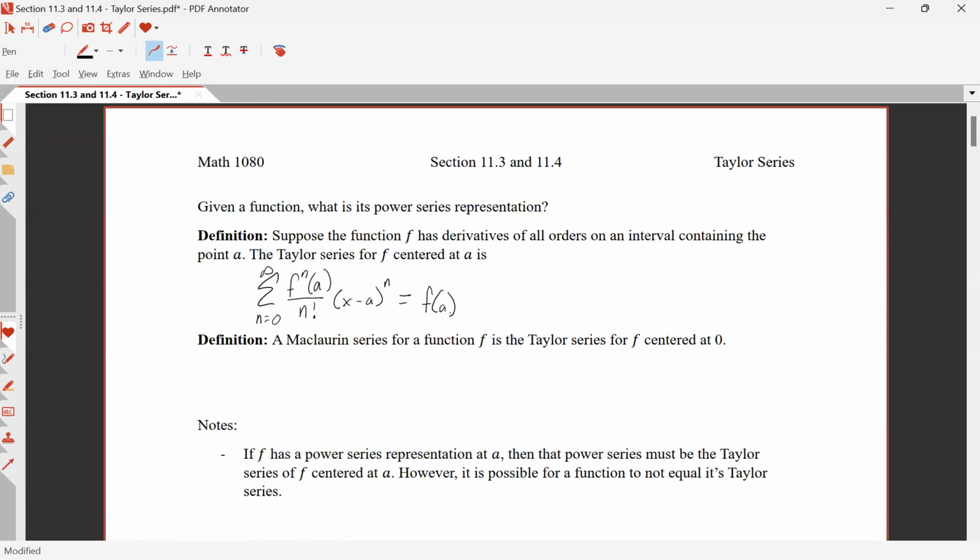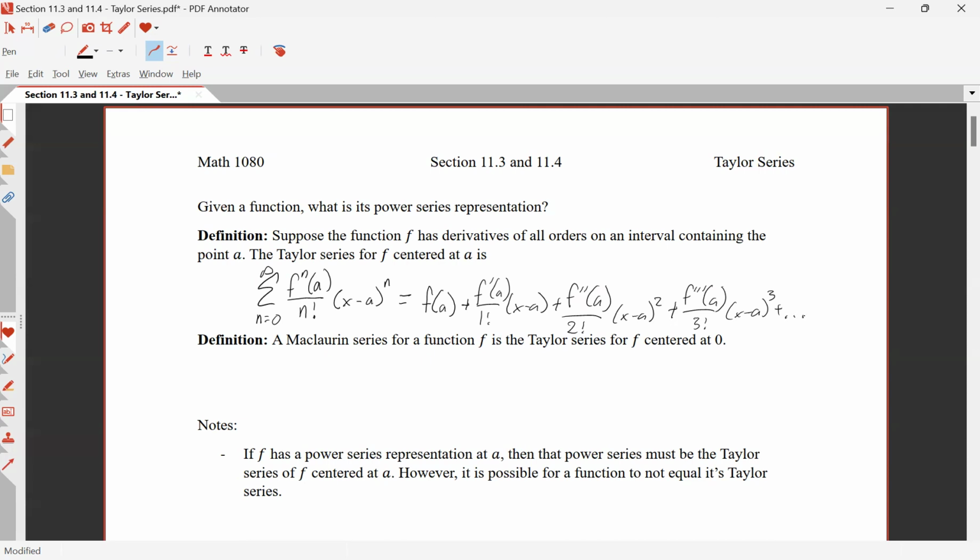This would be f of a over 0 factorial x minus a to the 0, plus f prime of a over 1 factorial x minus a to the first, plus the second derivative at a over 2 factorial x minus a squared, plus the third derivative at a over 3 factorial x minus a cubed, and so on. And this one, because it's a series, continues on forever. It's an infinite polynomial where those coefficients are made up of the derivatives.